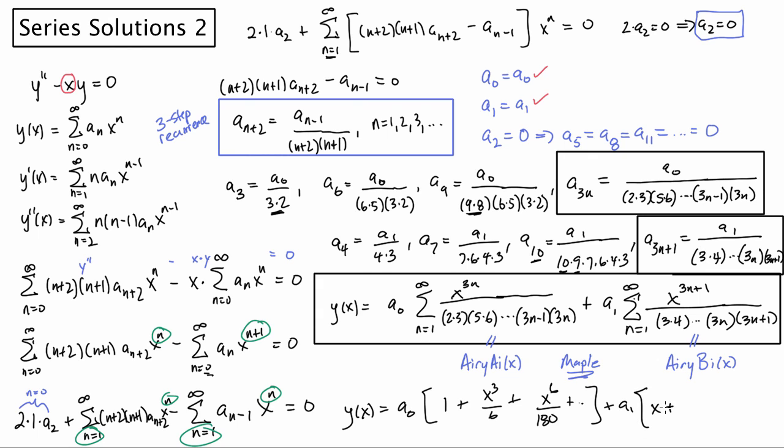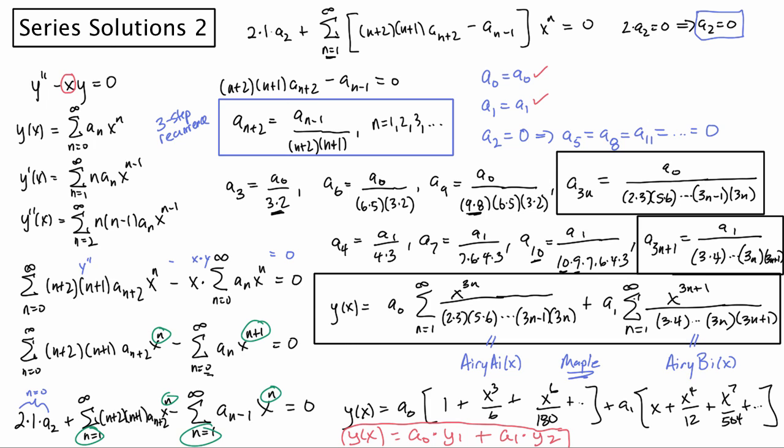a1 is x for the first term, x to the 4th over 12, and then x to the 7th over 504. And that keeps going. And the one last comment I want to make is notice that the final answer here is of the form a0 times y1 plus a1 times y2. And there's a theorem called the ordinary point theorem that says if you're solving an ordinary point equation, all of them wind up being this exact same form.